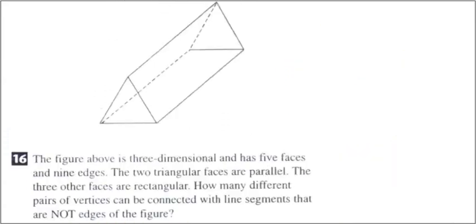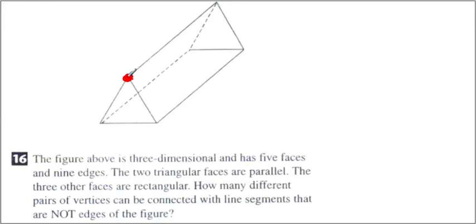Alright, let's look at number 16 here. The three-dimensional figure above has 5 faces and 9 edges. Now, how many different pairs of the vertices can be connected with line segments that are not the edges of the figure? That means if you look through this one, what if I have to pick this particular point as an example? How many lines can I draw?